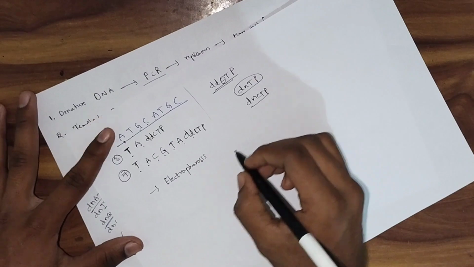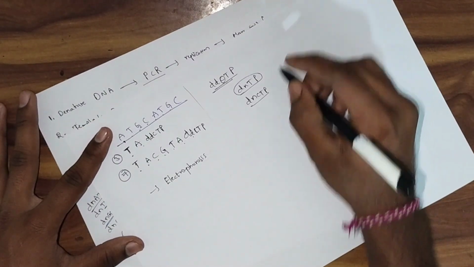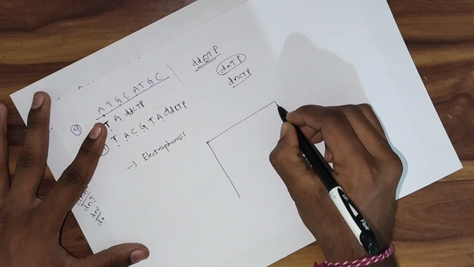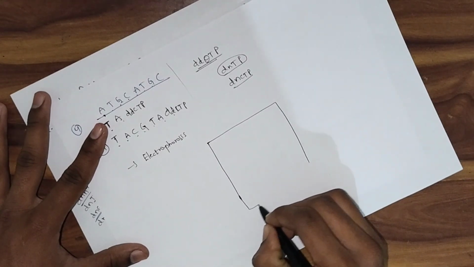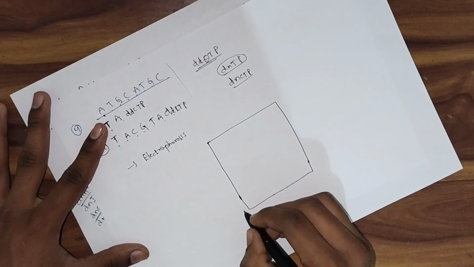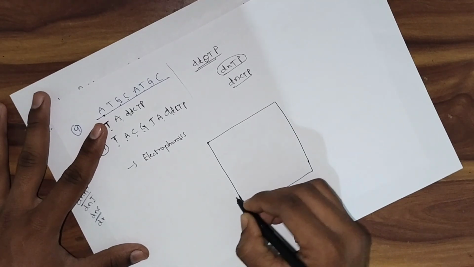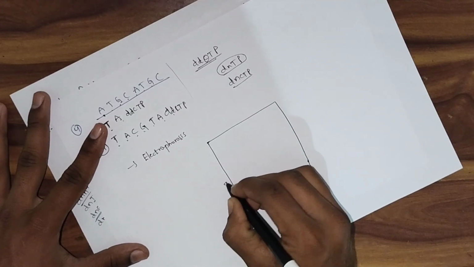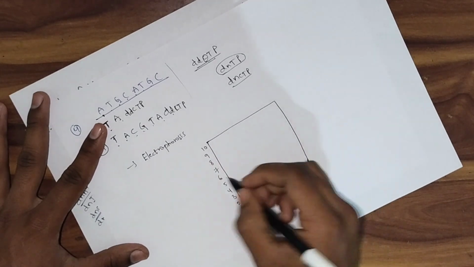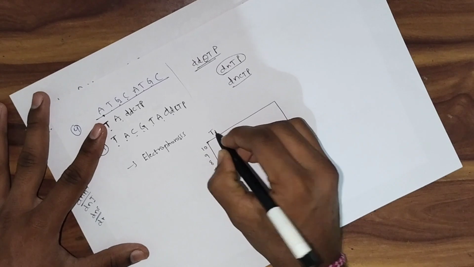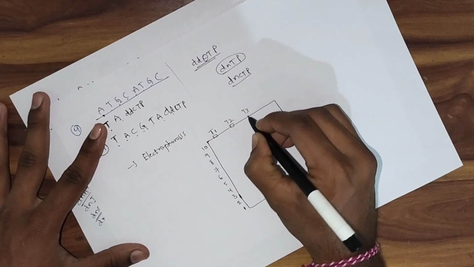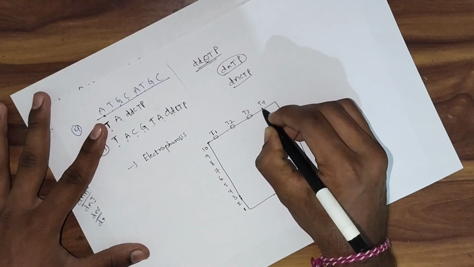So these strands will go under electrophoresis. These 4 tubes will be placed under electrophoresis. Here we have to number from bottom to top: 1 2 3 4 5 6 7 8 9 10. Here 4 tubes are there. Tube 1, tube 2, tube 3, tube 4.